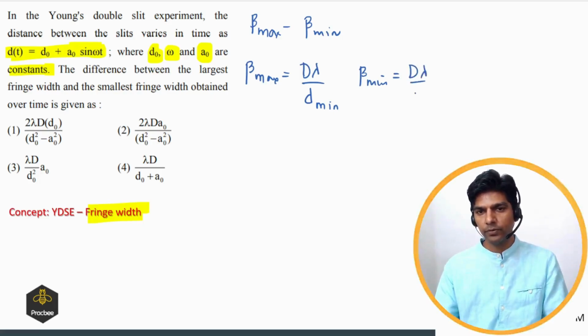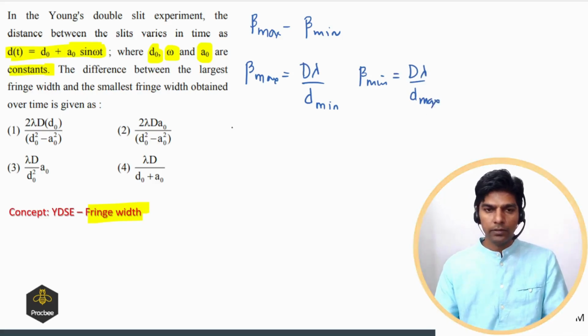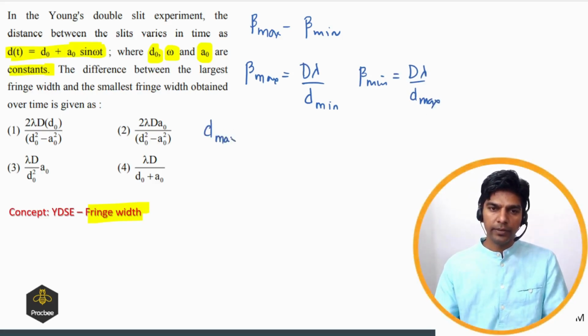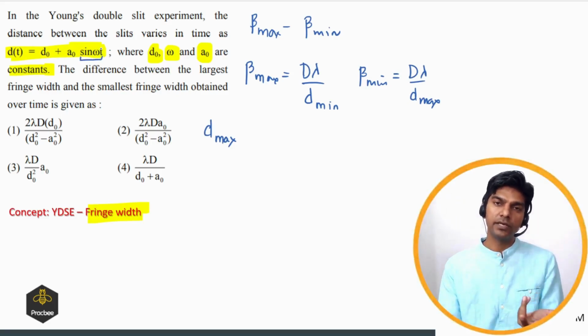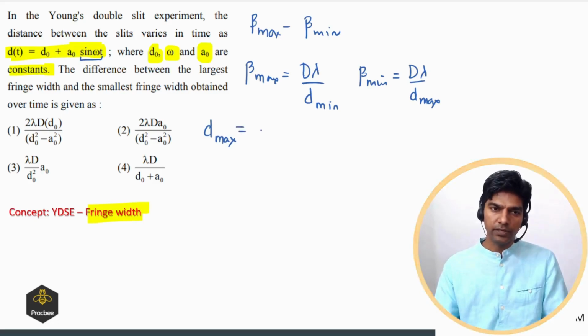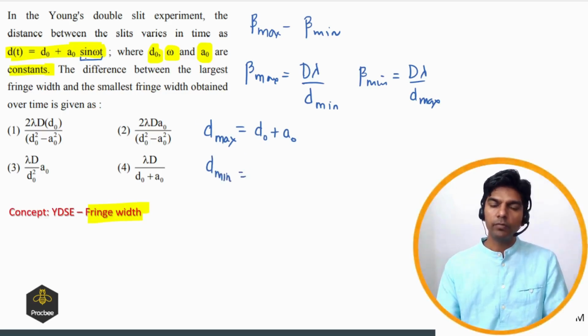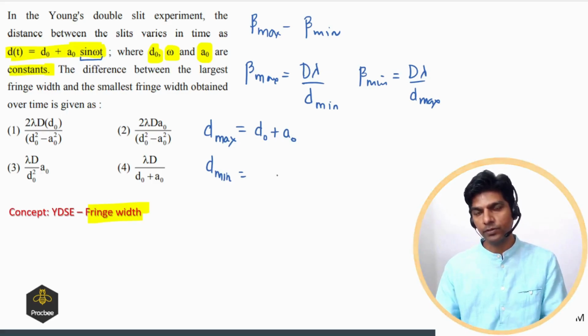So dλ upon d max. Now what is d max? If you look at this, here we have a sine function and the maximum value of the sine function is plus 1. So d max will be d naught plus a naught. Similarly, the minimum value will be d naught minus a naught, because the minimum value of the sine function is negative 1. So d naught minus a naught.